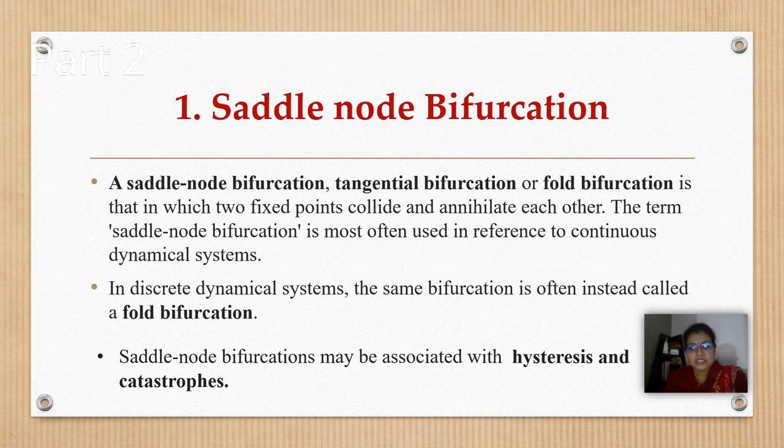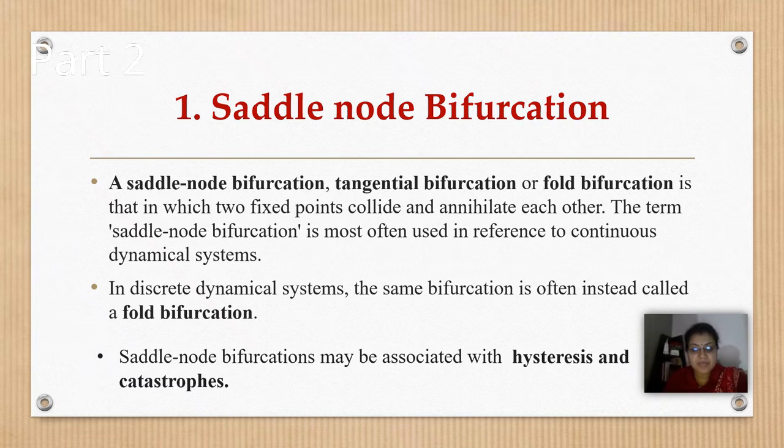So what is this saddle node bifurcation? These bifurcations are the basic types of local bifurcation. So saddle node is the very fundamental form of it. It is also called tangential or fold bifurcation, where we will have two fixed points which will collide and annihilate or destroy each other.